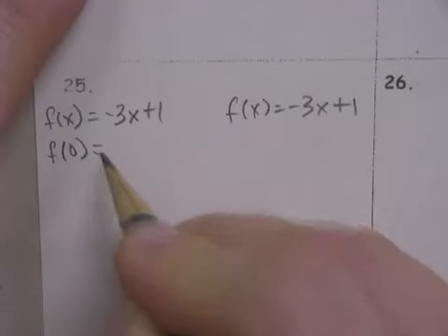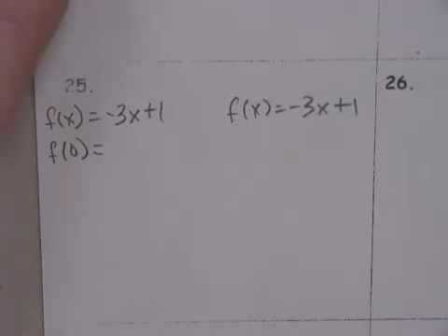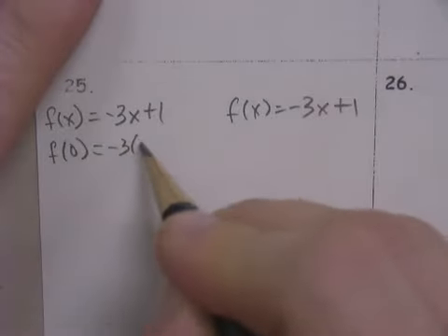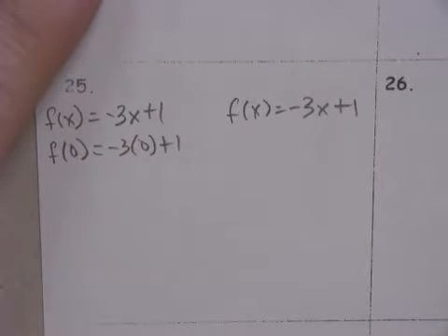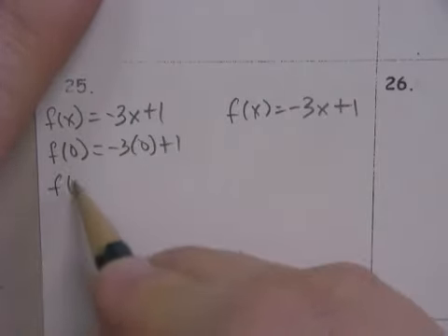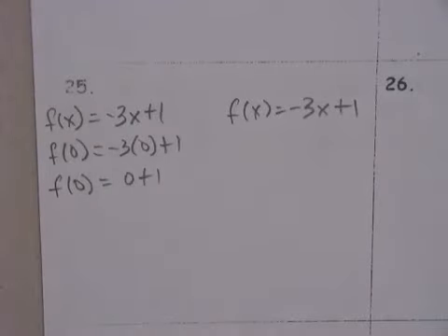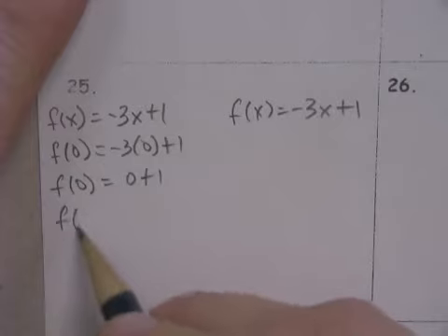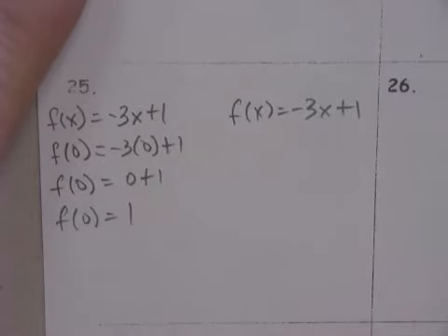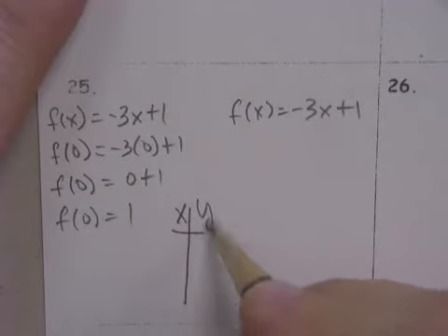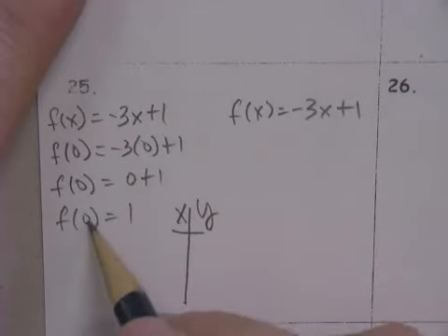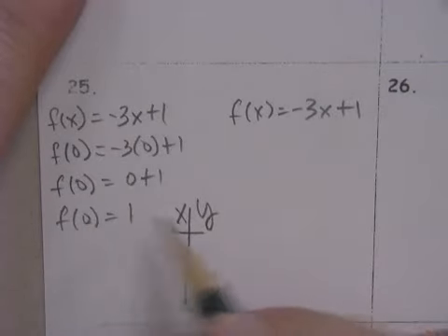Let's start off with 0. That's an easy one. So we're going to do negative 3 times 0 plus 1. So there's that one. Simplify that. It'll be 0 plus 1. And f of 0 then is 1. So this is the first part. And if we were to make a table, because I think they want a table on this one, it would be 0 and then 1.